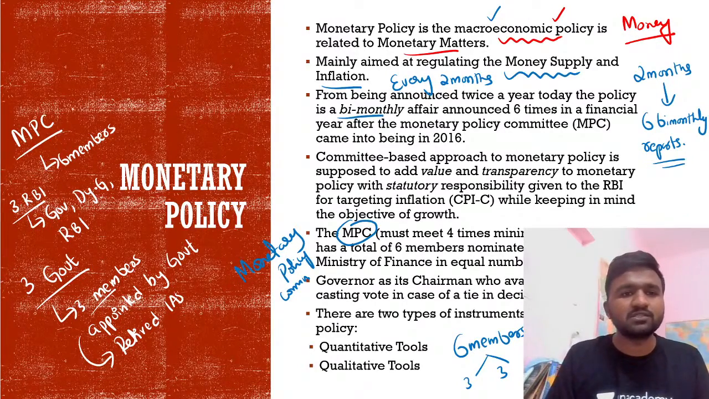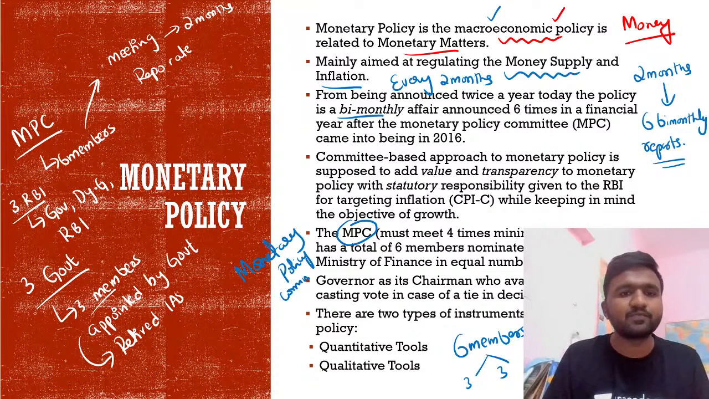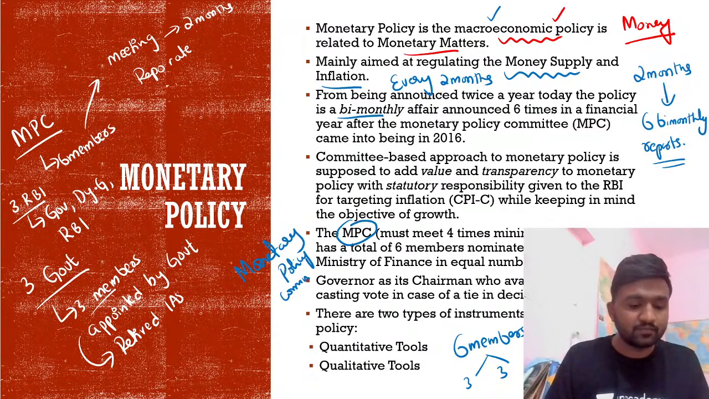So what happens? These 6 people will conduct a meeting every 2 months, and they will decide what should be our repo rate. I will tell you what you mean by repo rate in the later class. What should be our repo rate? At that time, what happens?